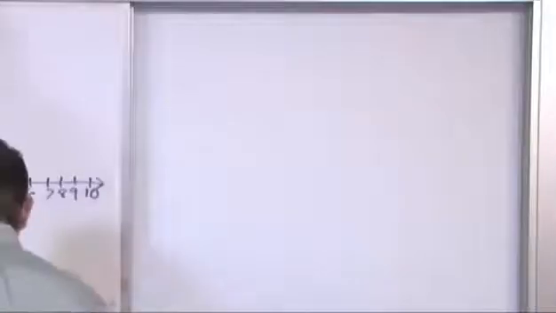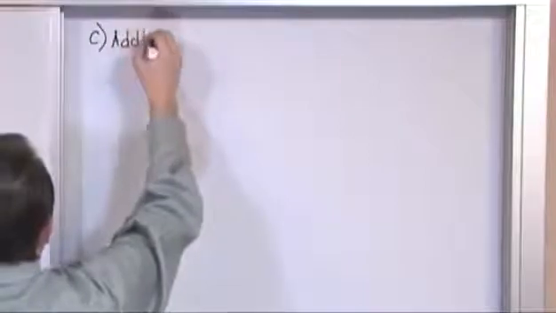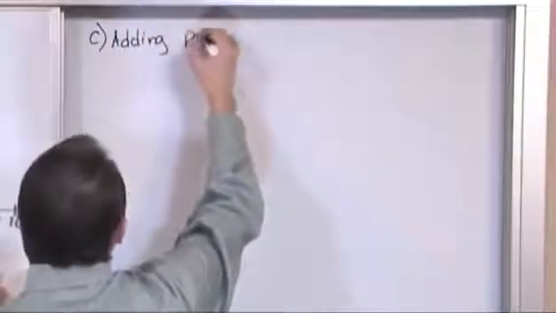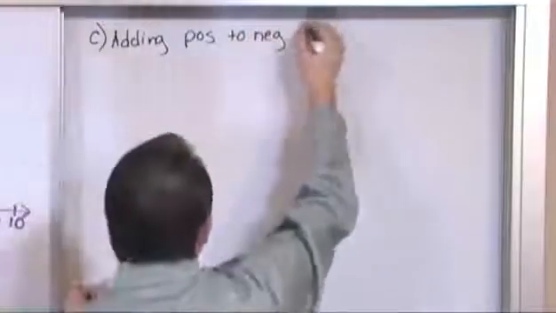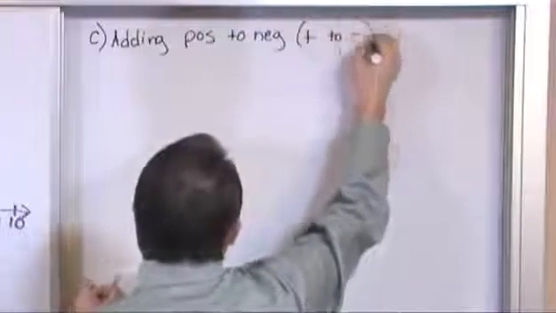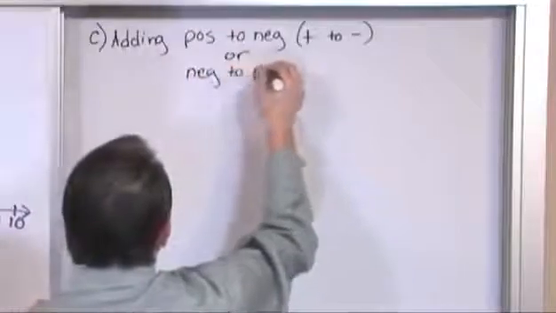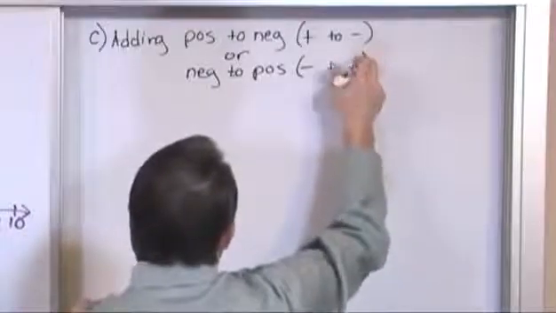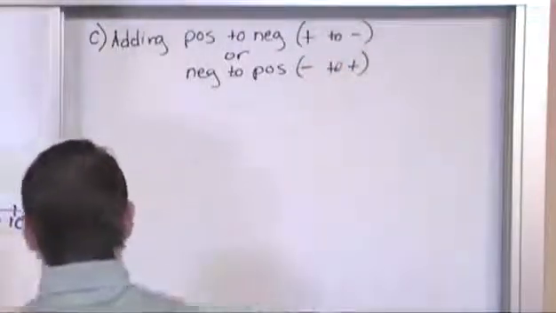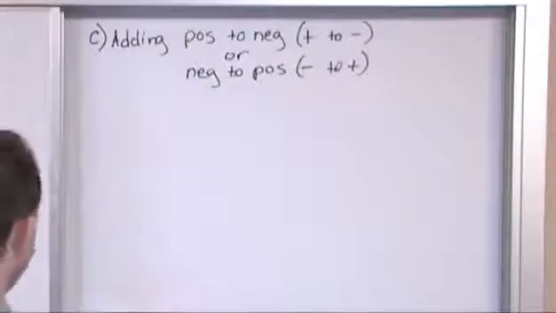Okay, now for the third case, it's not very difficult, but we're going to go ahead and make a lot of examples out of it so that you understand. If you're adding either a positive to a negative, which you could write as positive plus negative, or negative plus positive, the good news is you're going to do exactly the same thing in both cases. But it's something you haven't learned before because you're just learning about these negative numbers.